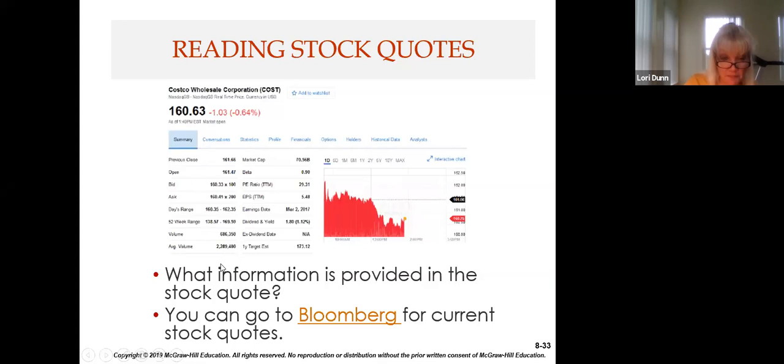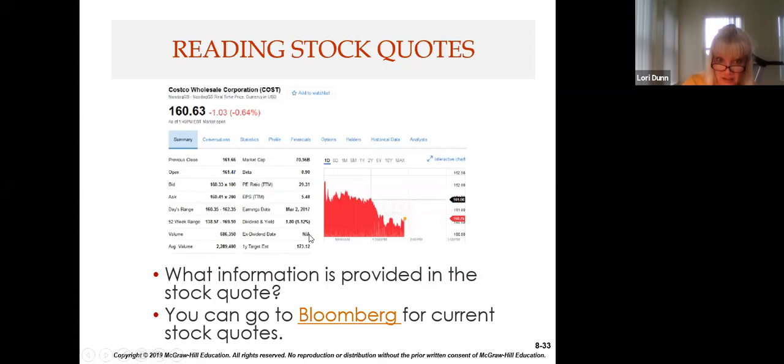Take a look over here, because this is interesting. Remember we talked about the price earnings ratio last chapter, or in this chapter, I mean. How much the market values a dollar of earnings per share. And then it gives you earnings per share, EPS. So you can see how much earnings the company made for one share of this stock.